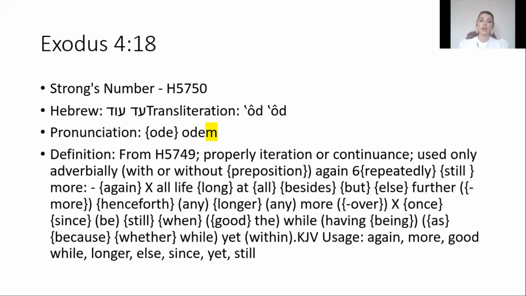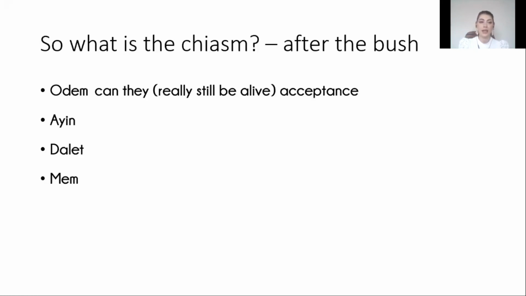And so when we look at the word of if they are still alive, in Hebrew, you can string many letters together and they can be a sentence. So the only word is odem. Okay, and the M is added in the way of speaking. It's not how you spell the word, but it's in the way that they speak that term. And so it means, are they still there, or everyone's still alive? Are they alive at all? You can pause at any time and read through this again. The usage is again more good, while, longer, else, since, yet, and still. And so we see Odem is spelled Ayin, Dalet, Mem.